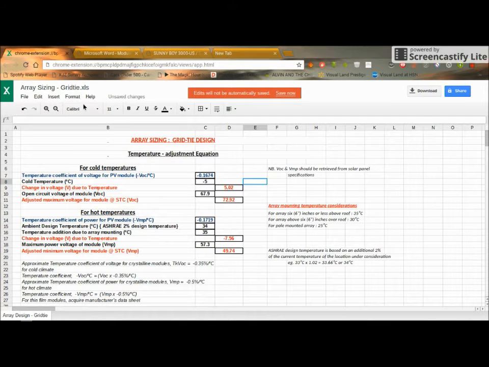Now, the temperature adjustment equation, as you can see here, since we need our modules to work all year round, for countries that have hot and cold climates, then you want your modules to be producing electricity to your home all year round.